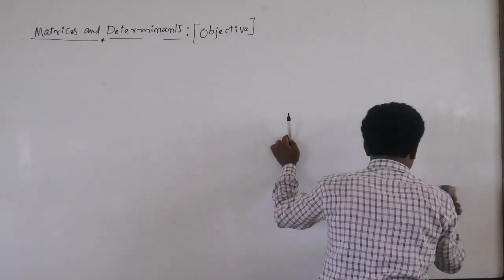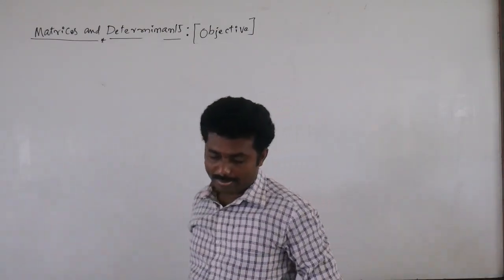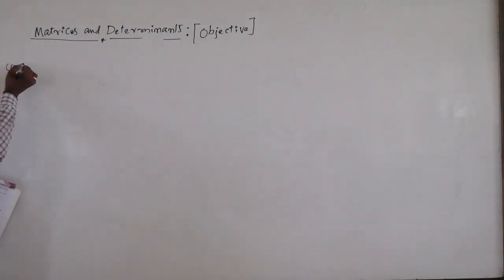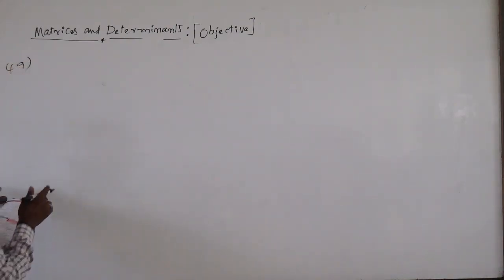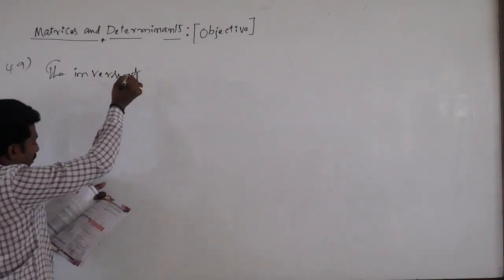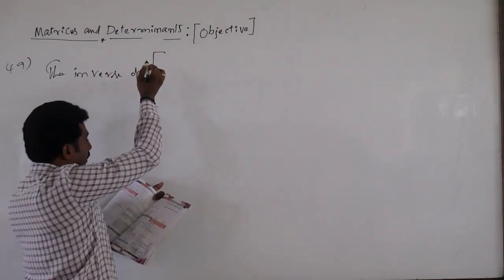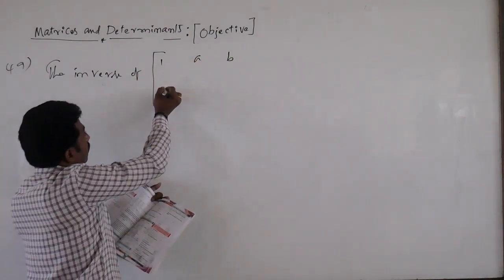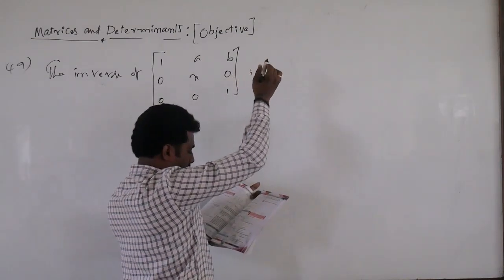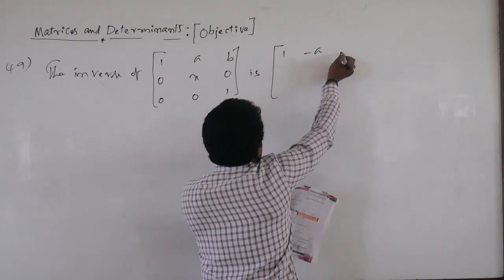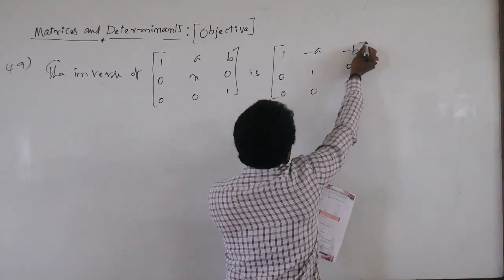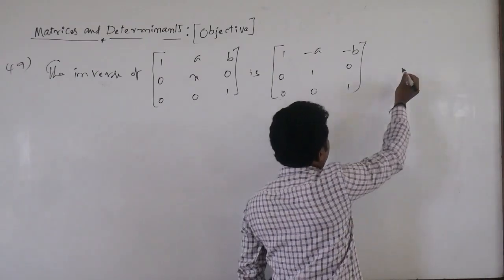Next. Question number 49. The inverse of one matrix they have given, [1 A B; 0 X 0; 0 0 1], is another matrix, [1 -A -B; 0 1 0; 0 0 1]. Then what is the X value?